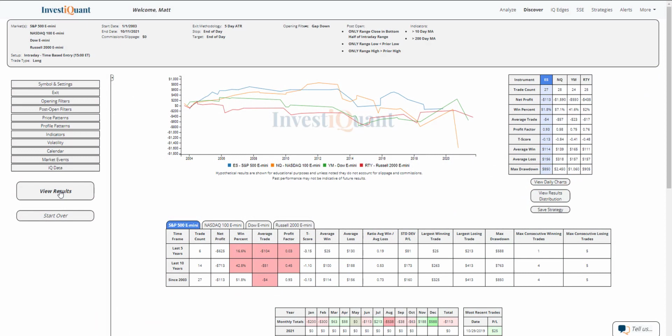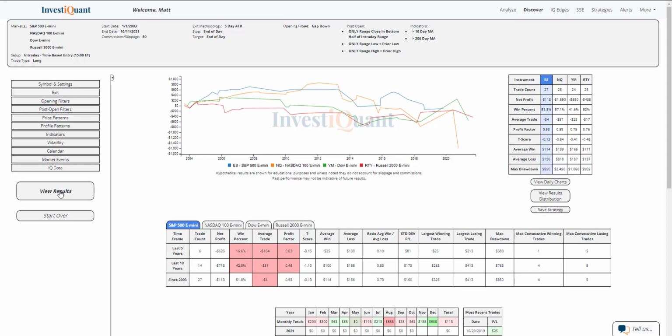These are the results based upon entering the market long at 3 p.m. Eastern Time, exiting at 4:15 p.m. Eastern Time, when you gap down and then at 3 o'clock you have an outside day that has formed and you're trading in the bottom half of the intraday range. This is taking place in a strong bull market. Historically, we've got 27 samples in the S&P, 28 in the NASDAQ, 24 in the Dow, 25 in the Russell.